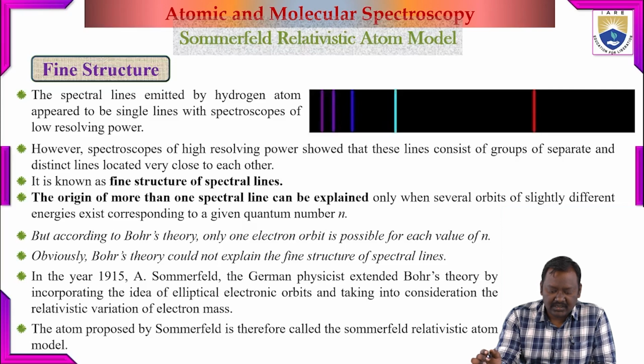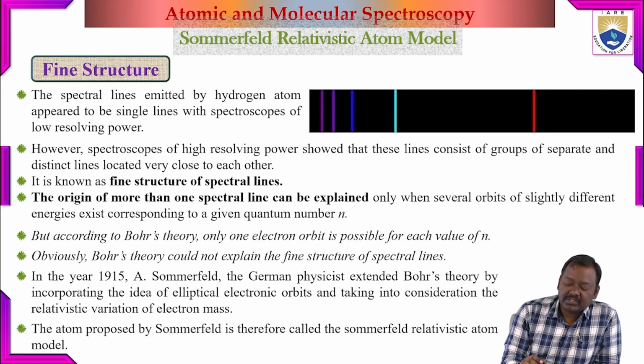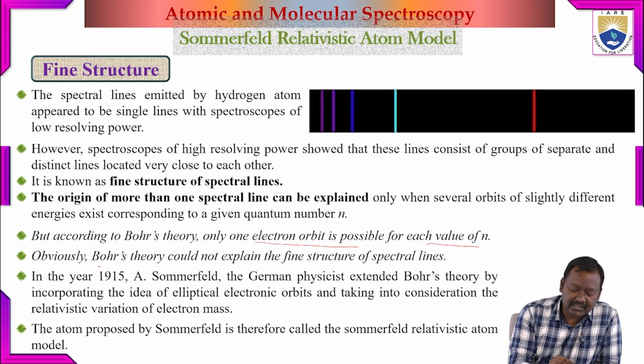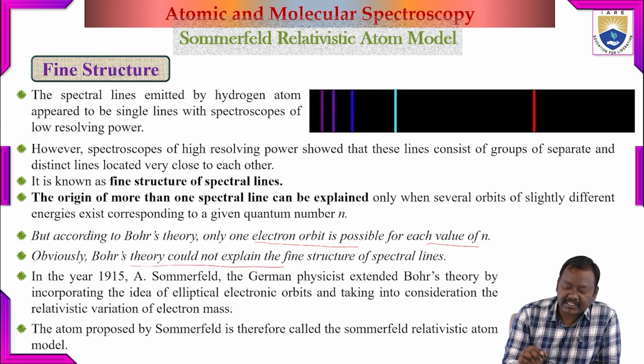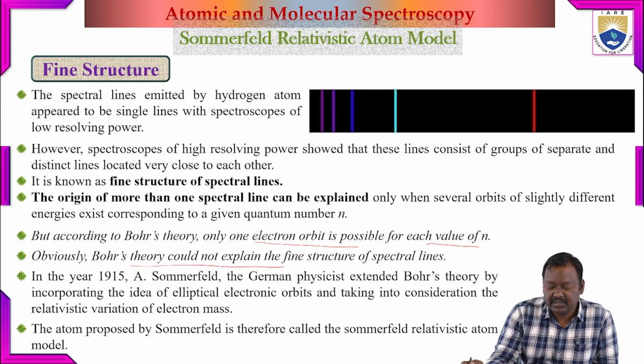But according to Bohr's theory, only one electron orbit is possible for one principal quantum number, for each value of n. So obviously, we cannot discuss it. Bohr's theory could not explain the fine structure of spectral lines.